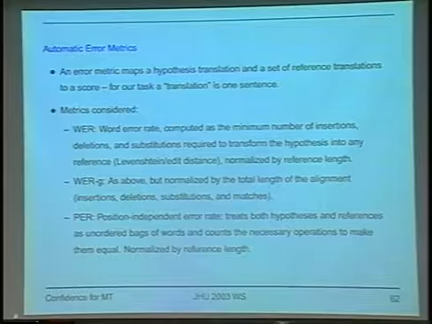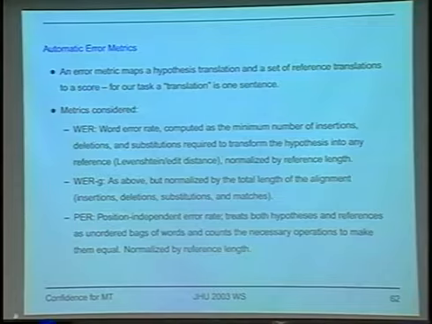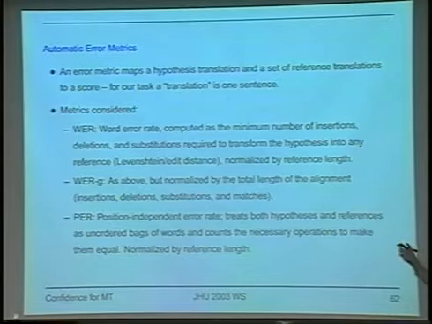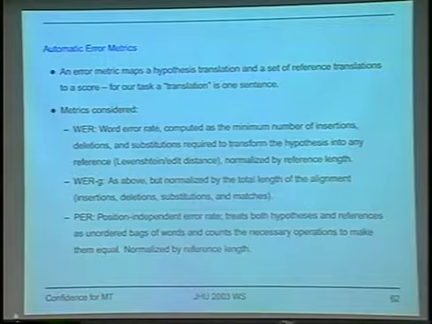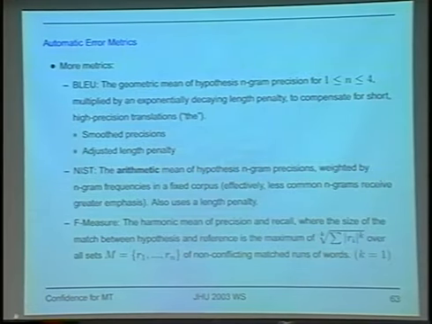So regular word error rate is just Levenshtein distance normalized by the length of the reference, with which it has minimum distance. And word error rate G is normalized by the length of the alignment. And you'll see in the correlations there's actually a difference here. So we always use word error rate G. Position independent error rate just treats things as unordered, so it doesn't penalize movement of words. And again, normalized by reference length. So these are the ones you've seen a lot of.